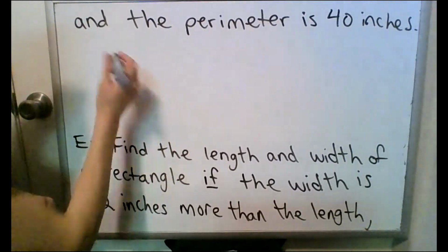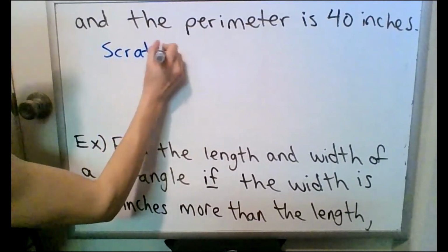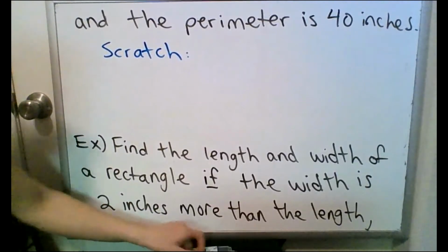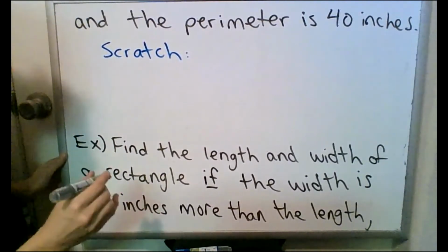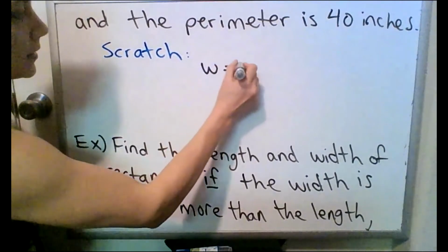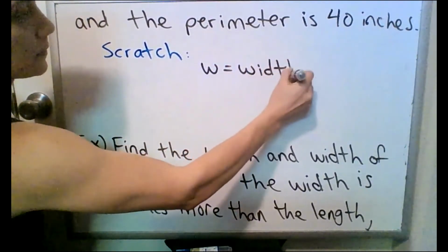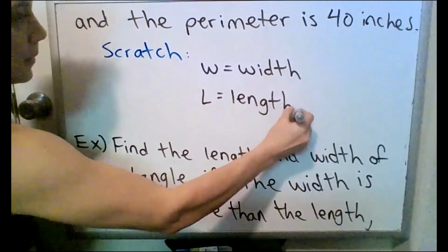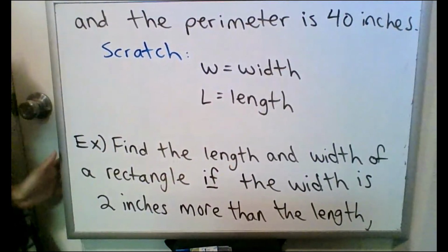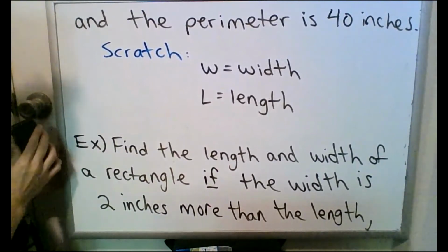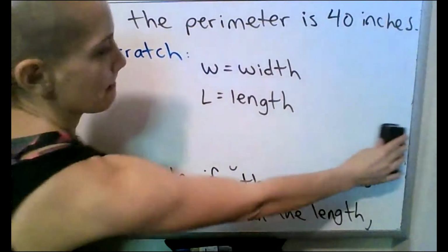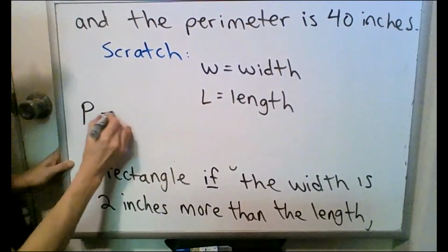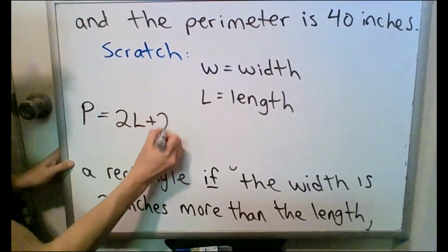Okay, so let's say you're doing scratch work. It's always good to start with defining your variables. Even though we just talked about it, I would write down that W is going to be the width. L is going to be my length. And the equation that will be useful is for perimeter. So perimeter is P. It's equal to 2 times the length plus 2 times the width.